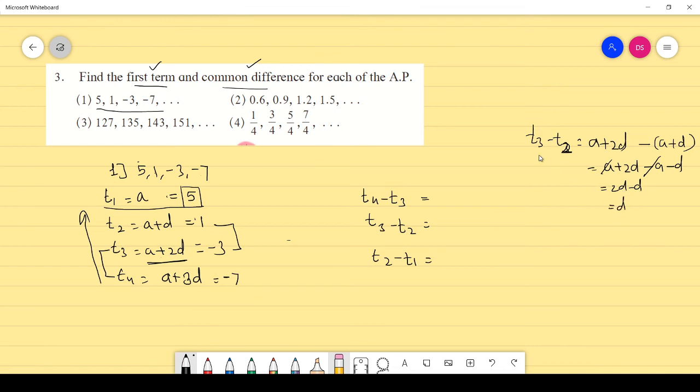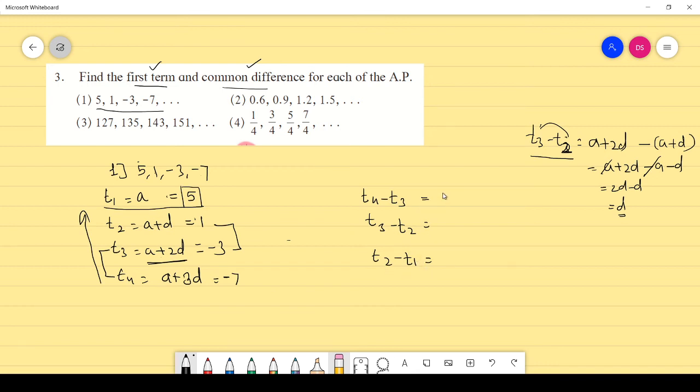So that's the reason why I said to subtract any two consecutive terms. The terms should come one after another, right? So the third will come after the second, the fourth will come after the third, something like that. So you get the common difference by subtracting two consecutive terms. That's the reason why, t3 and t4 are consecutive, t2 and t3 are consecutive, t2 and t1 are consecutive. That's the reason I subtracted them, right?